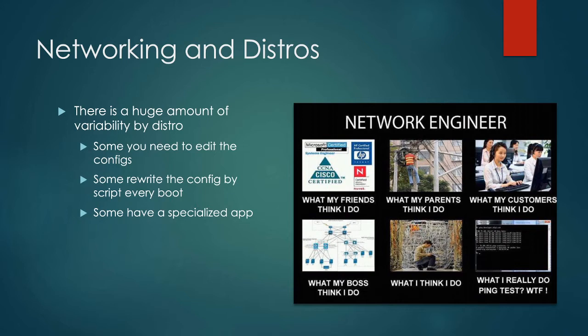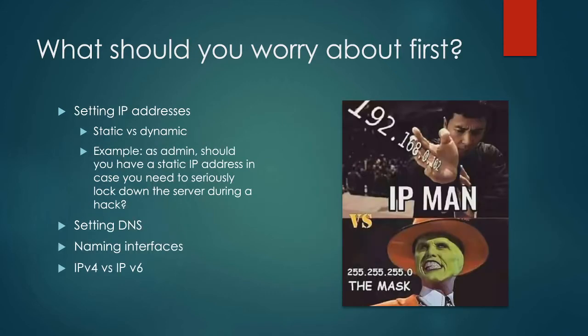One of the things that can make networking in Linux very confusing is the amount of variability by distribution. In some cases you actually have to edit the config file to get your network settings working. Some actually rewrite the config by script every boot, so if you edit the config file and then restart, all of your work will be lost. Some actually go through a specialized app, and that's how all of your networking changes need to happen. It's important that you know which one of these three options your machine or machines are going to follow to make sure that you're able to work with the networking configurations or scripts or apps in the correct way.